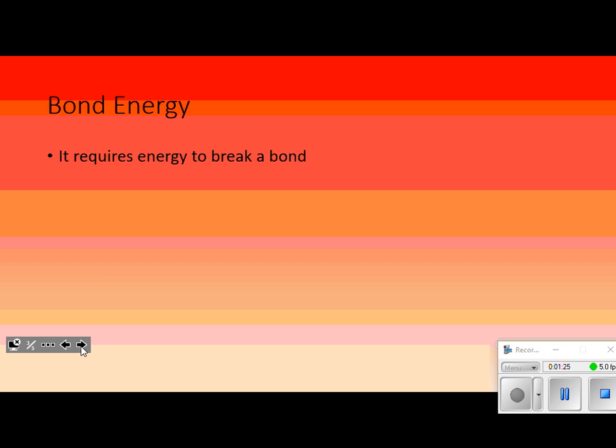So the first thing to point out is it requires energy to break a bond. Atoms are more stable when they are bonded because they're at that octet, that stable outer shell configuration. To make something go from stable to unstable, it requires energy to undo.